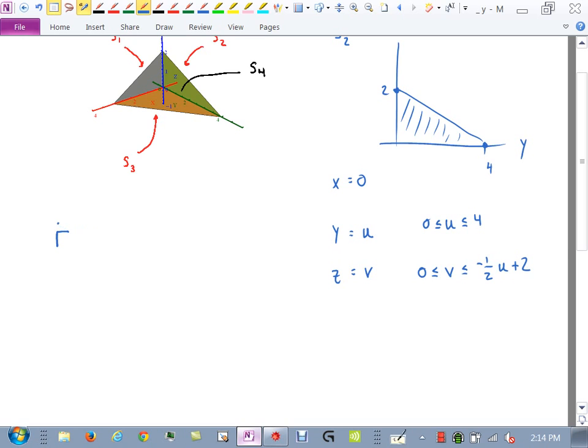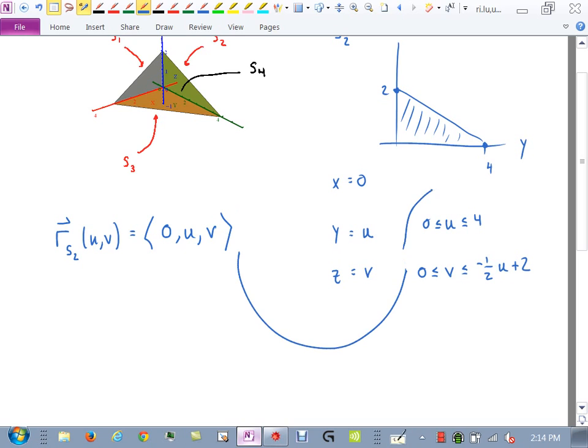Now I'm going to call it r of S2 of UV, and it's 0, U, V with these restrictions right here. That makes sense?